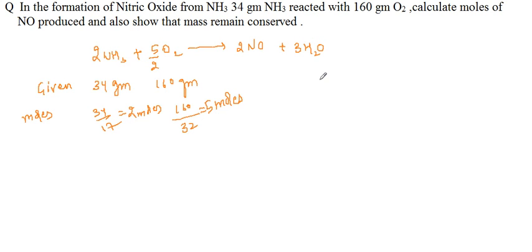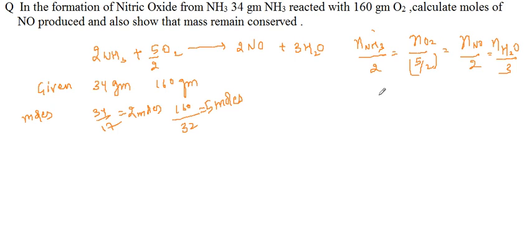Now according to stoichiometry, moles of ammonia divided by 2 equals moles of oxygen divided by 5 by 2, which should equal moles of NO divided by 2, which should equal moles of H2O produced divided by 3. These are reacted, these are produced. Now we know the moles of ammonia, it is 2 divided by 2, and the value for O2 is 5 divided by 5 by 2. So that comes out to be 1, and that comes out to be 2.